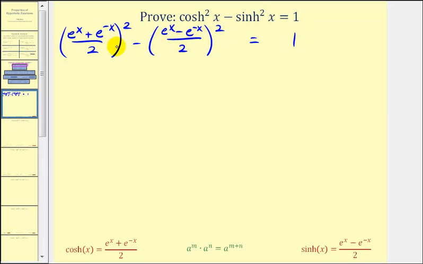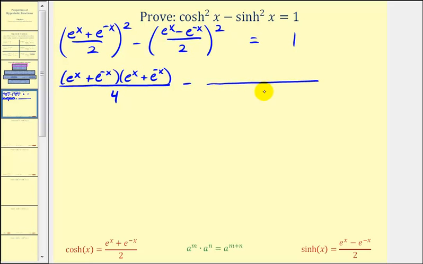So now we'll go and square each fraction. Well, if we square the denominator, 2 squared is equal to 4. So for this first fraction, we'd have a denominator of 4, and then the numerator would be 2 factors of e to the x plus e to the negative x. And then we'll have minus. This fraction would have a denominator of 4 as well, and then we'd have 2 factors of e to the x minus e to the negative x in the numerator. Now we'll go ahead and multiply the numerators and combine like terms.